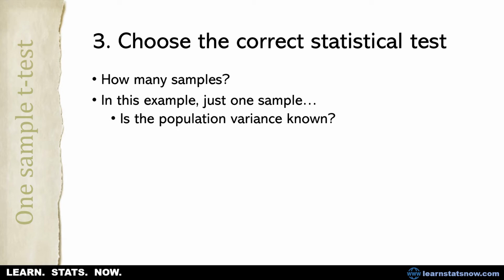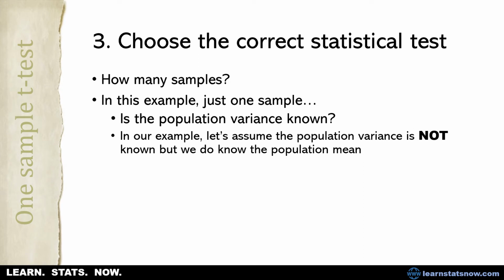Is the population variance known? Well, because we want to do an example of a one sample t-test, we're going to say no, we don't know the population variance in this case, okay? But we do know the population mean, so that's given to us. So our selection then becomes a one sample t-test.